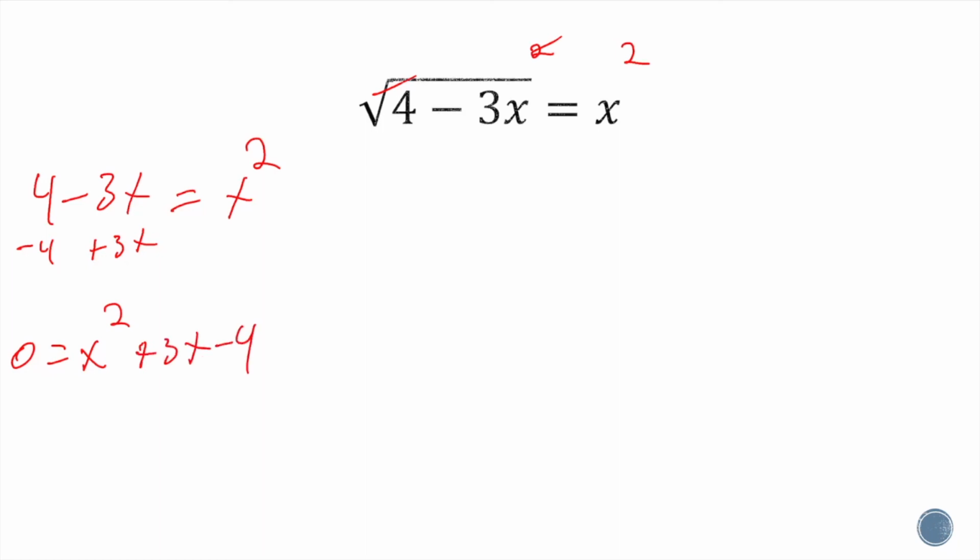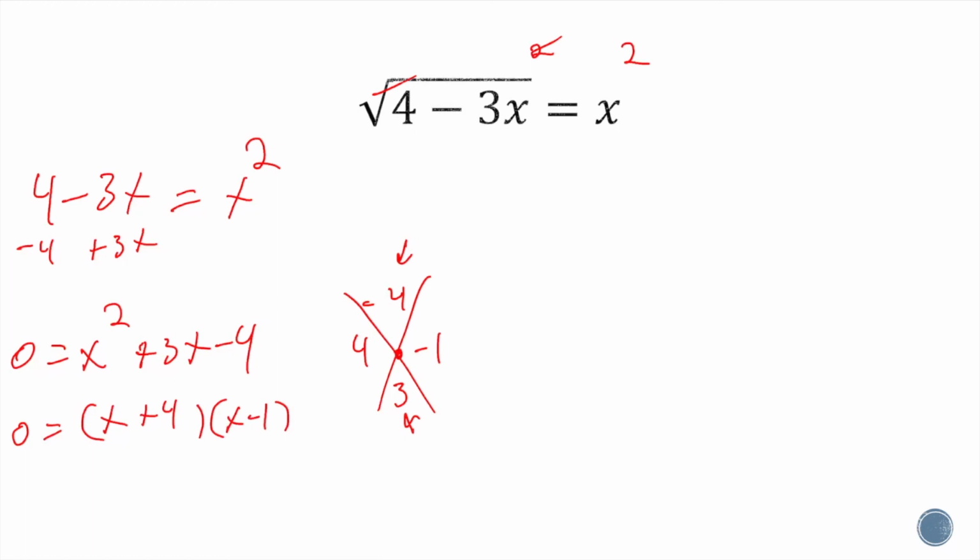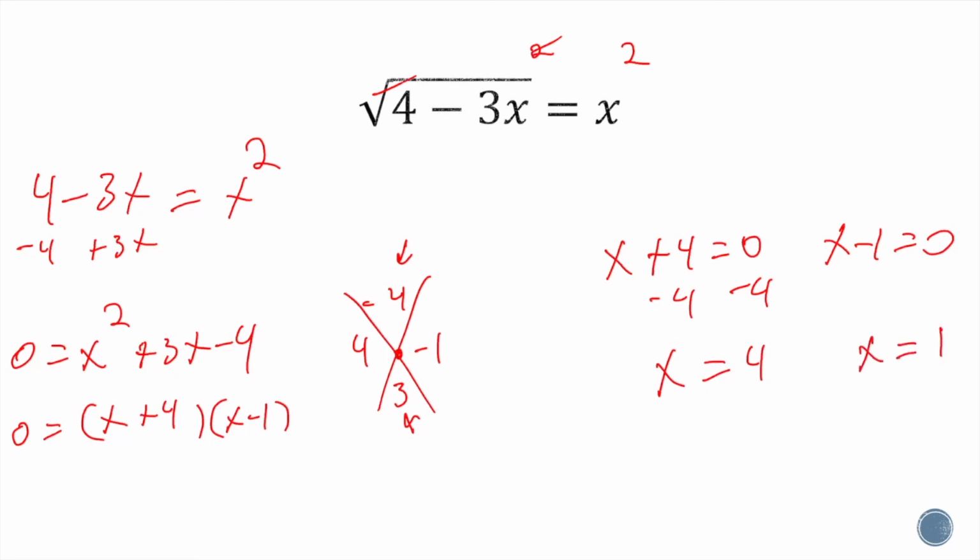Now, what are the factors of -4 that add to 3? Hopefully you would have seen that it's 4 times -1. 4 times -1 is -4. 4 minus 1 is positive 3. Break these up into factors: x plus 4, x minus 1, setting both equal to 0. x plus 4 is equal to 0. x minus 1 is equal to 0. Minus 4 on both sides. x is equal to -4. And x is equal to 1.